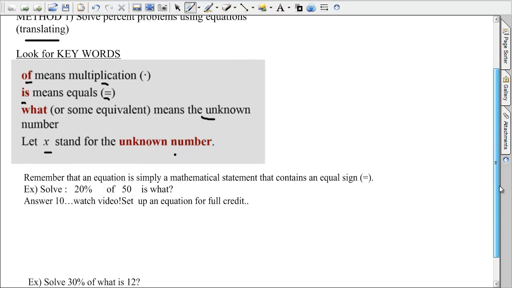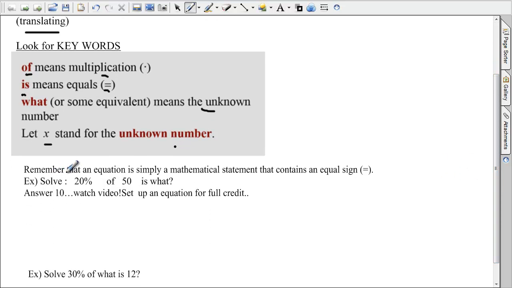Okay, let's practice this translation method. Literally like you do when you're learning German or Spanish, you're just reading left to right and translating. First example here. Solve 20% of 50 is what? Okay, 20%. Just going to write that down. Of means multiply, so I'm going to write a dot for of 50. Is means equals, and what means x.